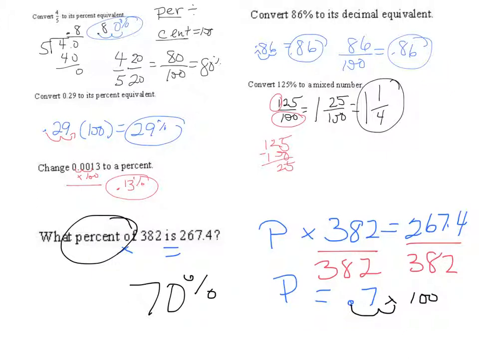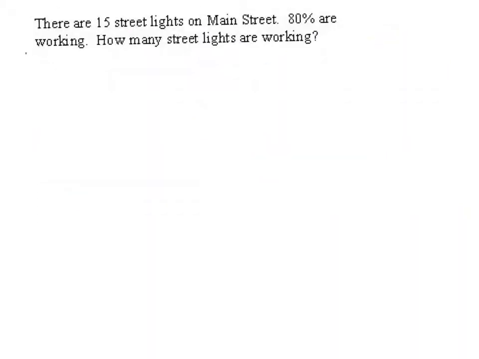Now I've been intentionally leaving the other problems up so we can try to see some patterns, but I'm out of room, so now I need to do a new page. There are 15 streetlights on Main Street. 80% are working. How many streetlights are working?